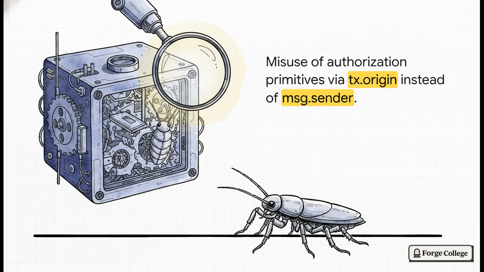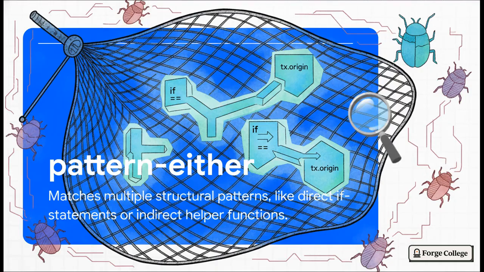Mechanically, kinda messy. Real contracts might use direct comparisons, which are easy to spot, sure, but they might also hide that check deep inside a helper function, making it a very tricky pest to catch. To catch both scenarios, we can use a tool like semgrep, which has this brilliant YAML rule concept called pattern-either. This is a real game changer. It lets us cast a net with multiple structural shapes at once.